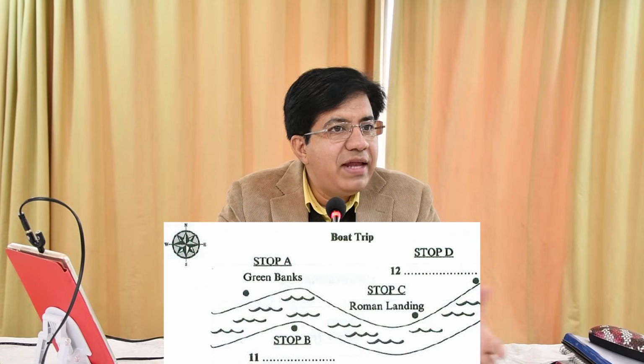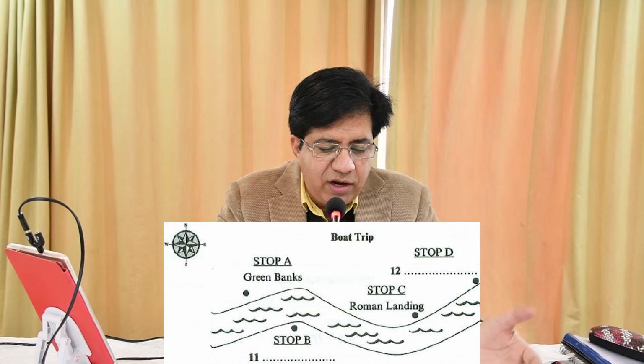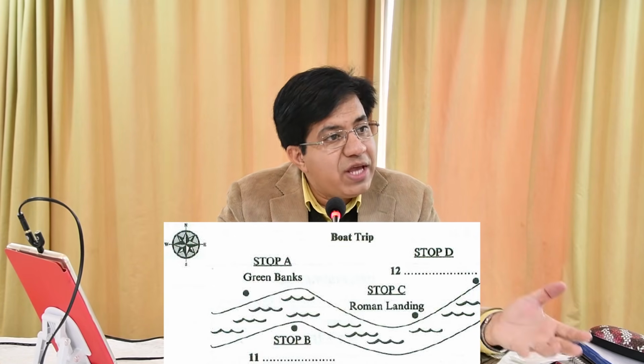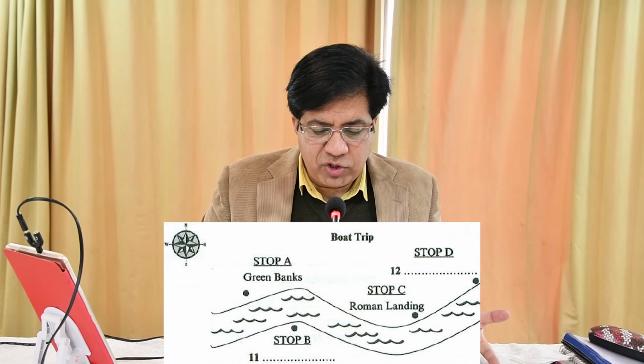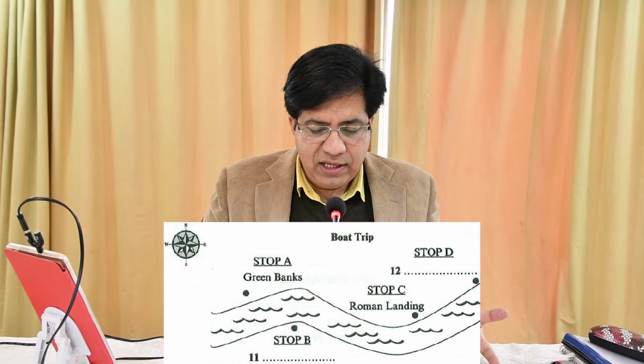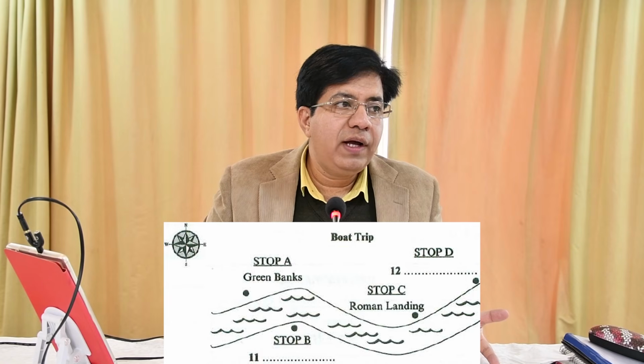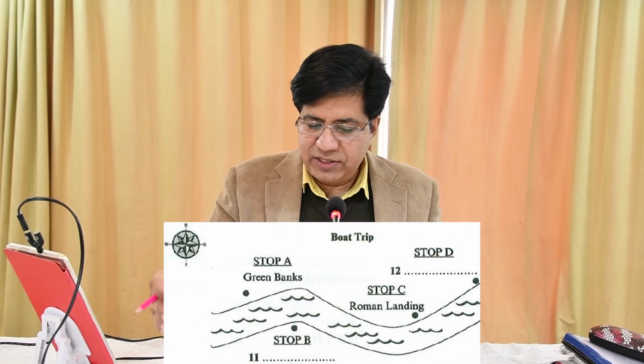Clear? Very simple. Stop A, mentioned already. Stop B, City Bridge. Excellent. All good? Yeah, this is a very simple one. Then they will talk about stop C, that is Roman landing. And finally, they will talk about stop D, and that will be your answer. So let's do it.